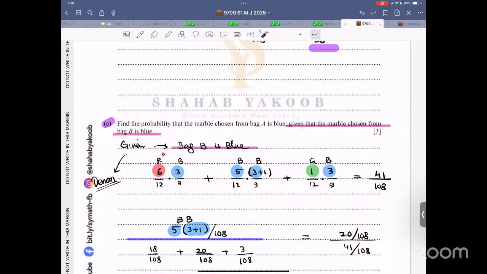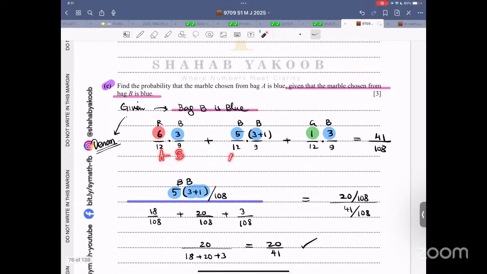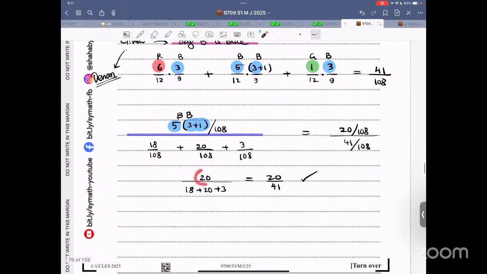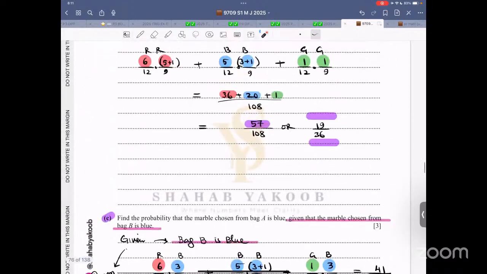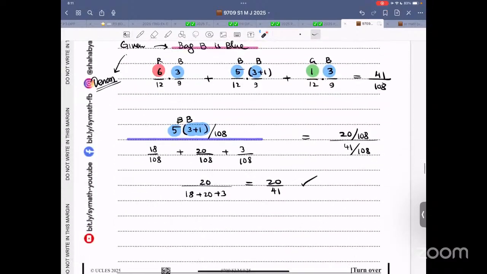That means it could be red blue, it could be blue blue, it could be green blue. That is this much. And they are saying marble from bag A is blue. Bag B is already blue. So this is bag A, this is bag B, this is A, this is B, this is A, this is B. What goes at the top? Marble chosen from bag A is blue. Bag B is already blue. So 5 into 4 is 20. So this is 20 at the top.